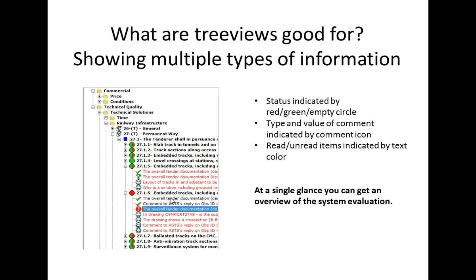Now, we implemented, for instance, this read unread classification because we have multiple users working on each tender item, and they might want to see if the item has changed since they looked at it last. So this is just a demonstration of what kind of information you can present in a tree view. I think the most important thing from this, even if it is a bit confusing because you don't know the icons, is that at a single glance, you can get an overview of the system evaluation, which items are green, which items are red, which are partly red, which are partly green.